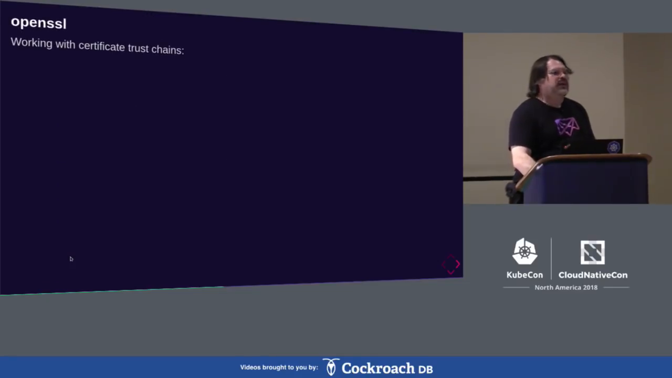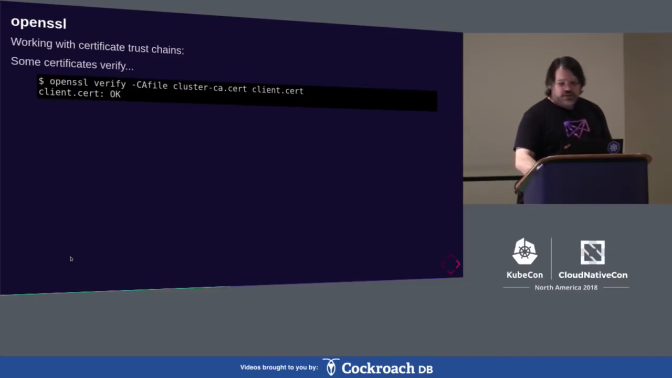So OpenSSL. Everybody here loves OpenSSL, right? It's the most user-friendly tool in your arsenal, right? Hands up, user-friendly? Okay. Some certificates verify. In this case, what I did was I literally just extracted the CA certificate from my cluster and said, this is a trusted CA. So I told OpenSSL, there's your trusted CA. Now verify for me whether this client cert is valid. And it came back and said, that client cert is okay. You trust the CA that generated it.